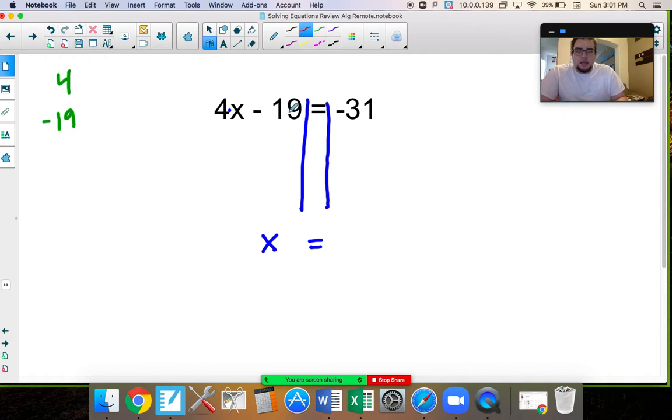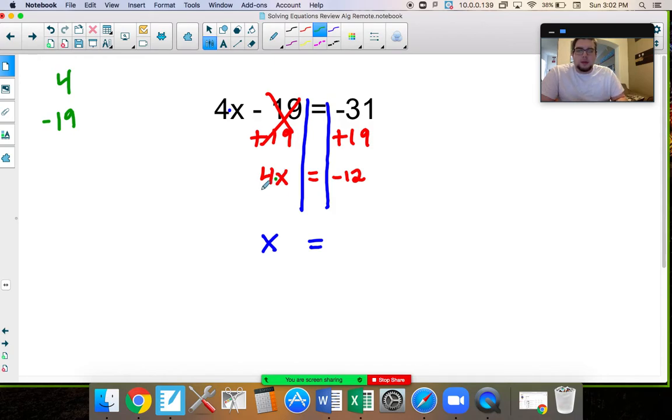In this case, I am subtracting 19, so I want to do the opposite, my inverse operation. So we're going to add 19 to both sides. We need these two numbers to create 0, so they go away. Negative 19 and a positive 19 do indeed create 0. We carry down the 4x. Negative 31 and the positive 19 combine to give us a negative 12.